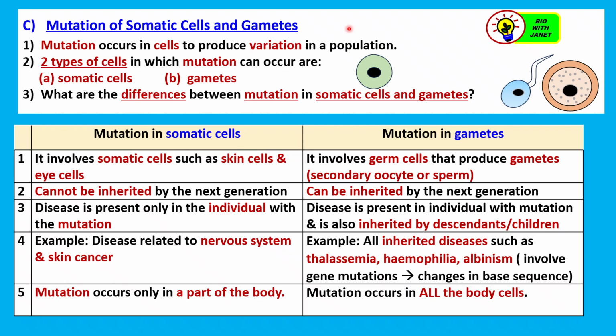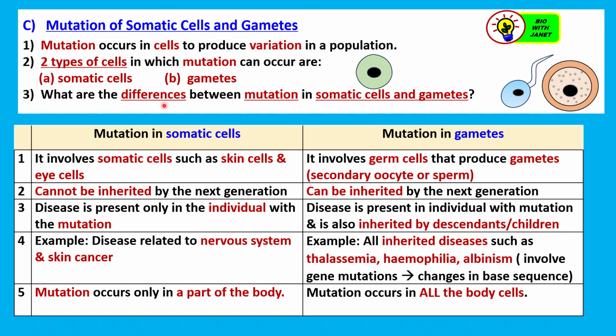So here's the last part, mutation of somatic cells and gametes. Mutation can occur in cells to produce variation in the population, and there are 2 types of cells in the body that can undergo mutation. The normal body cells are called the somatic cells, which are diploid, for example, the skin cells and the cells of organs like the liver, stomach, and so forth. And then the other type of cells are the haploid gametes that are found in the reproductive organs like the testes and ovary.